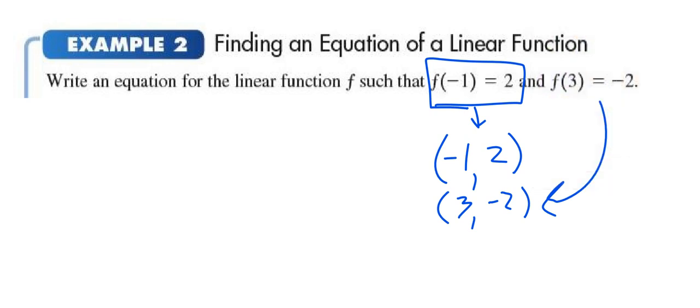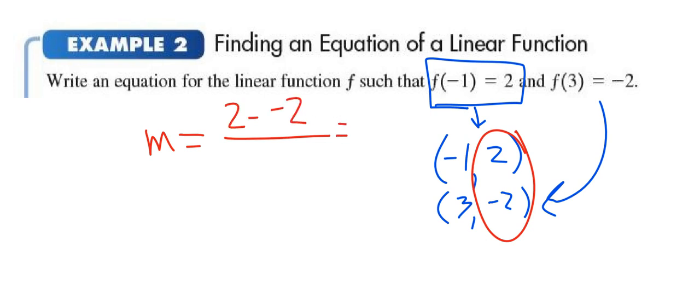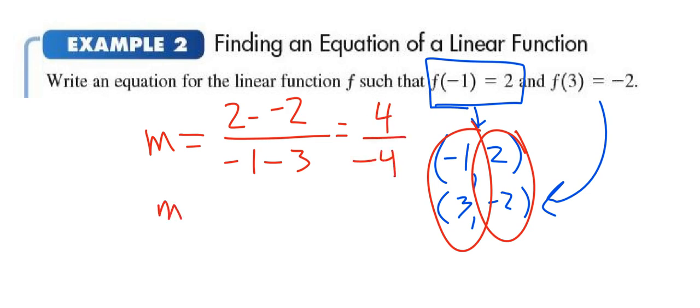Every time you want to find the equation of a linear function given 2 points, what do you need to figure out? Oh my goodness, this is killing me. Come on, faster. You got 2 points. Find the line that goes through them. What do you need to figure out? The slope. Thank you very much. 2 minus negative 2 equals something, and negative 1 minus 3. So what's 2 minus negative 2? 4. And negative 1 minus 3 is negative 4. Therefore, our slope is negative 1.